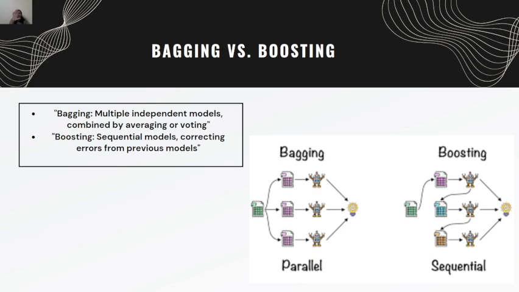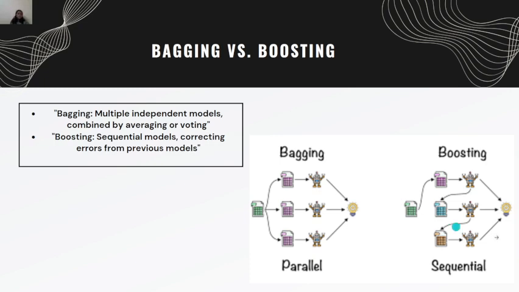So, bagging. Bagging involves training multiple models independently, such as random forest. The final prediction is made by averaging or using majority voting from all the models. Bagging works well when individual models are prone to high variance.